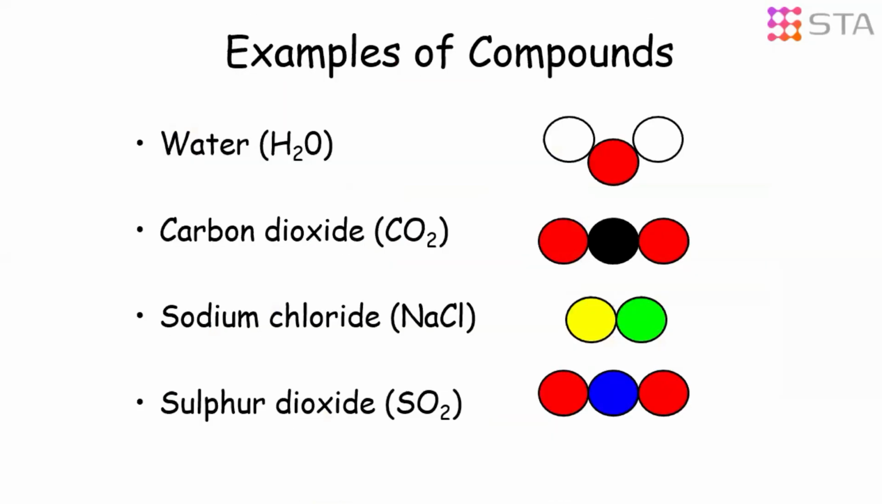So here are some examples of compounds, and we can clearly see from the particle diagrams that the atoms that are bonded together are different. So these are all compounds.